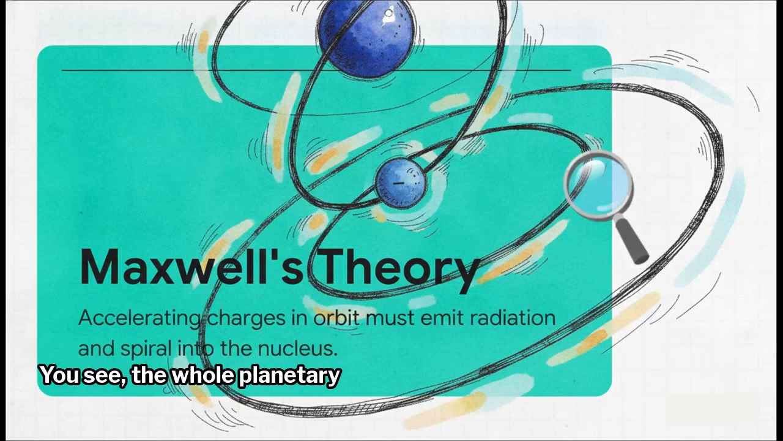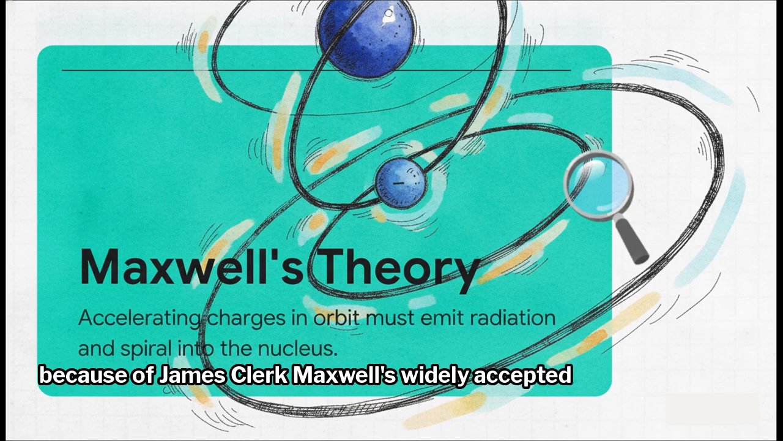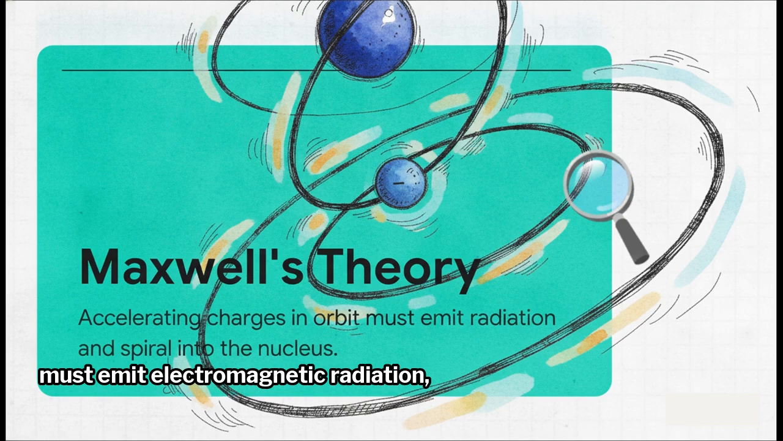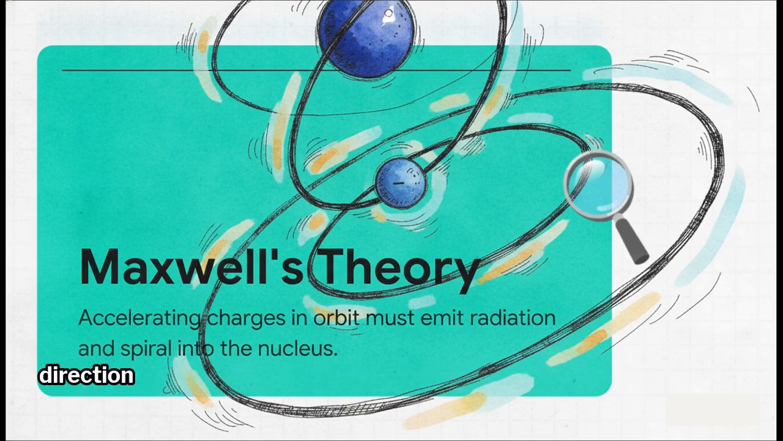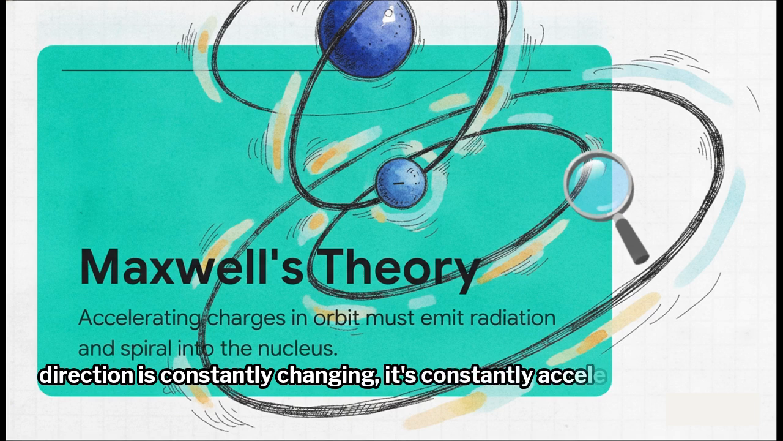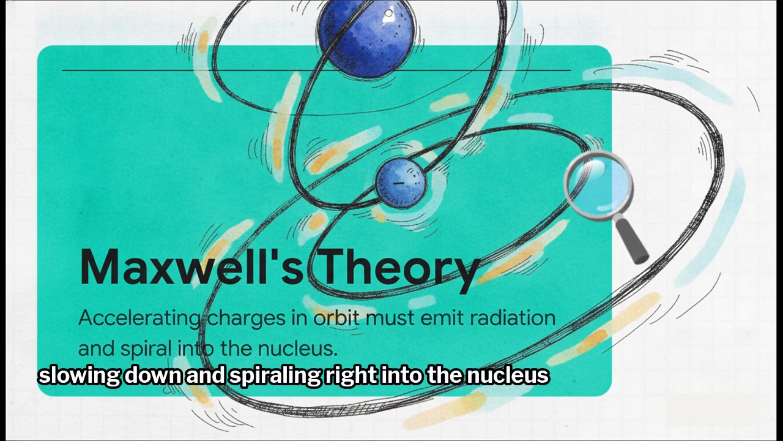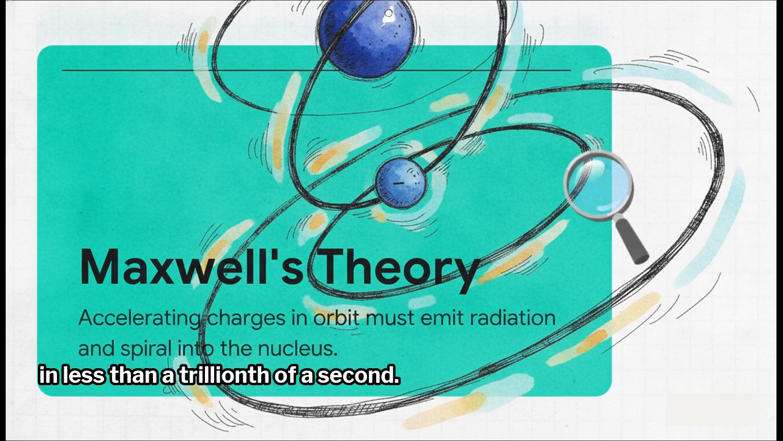You see, the whole planetary analogy failed spectacularly because of James Clerk Maxwell's widely accepted theory of electromagnetism. According to Maxwell, any charged particle accelerating in a circular orbit must emit electromagnetic radiation. And because an orbiting electron's direction is constantly changing, it's constantly accelerating, so an orbiting electron should be continuously losing energy, slowing down, and spiraling right into the nucleus in less than a trillionth of a second. According to the rules of classical physics, matter shouldn't even exist.